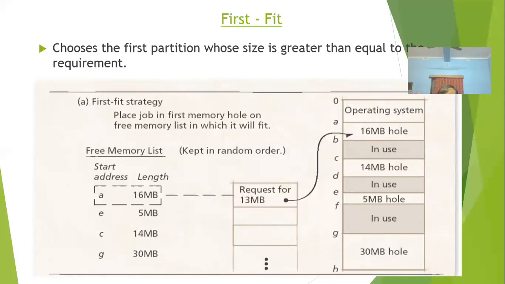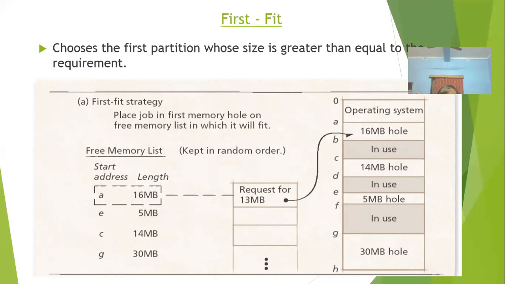So in this case, you just see that the starting address location starts from ADR, and it has a length of 16 MB, and our requirement is 13 MB. So search starts from that place. That is the first location that is being searched, and it is greater than or equal to the requirement.